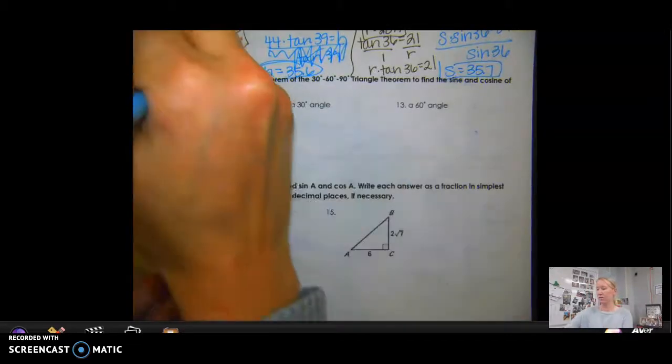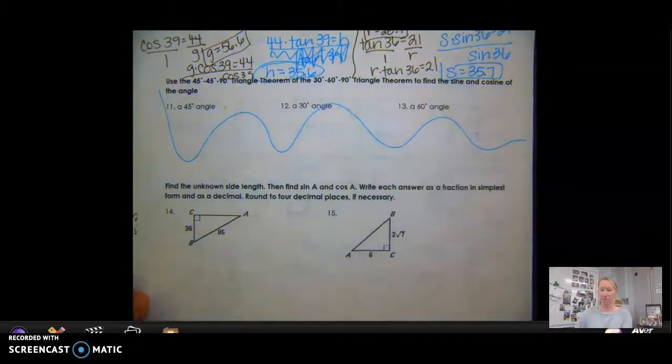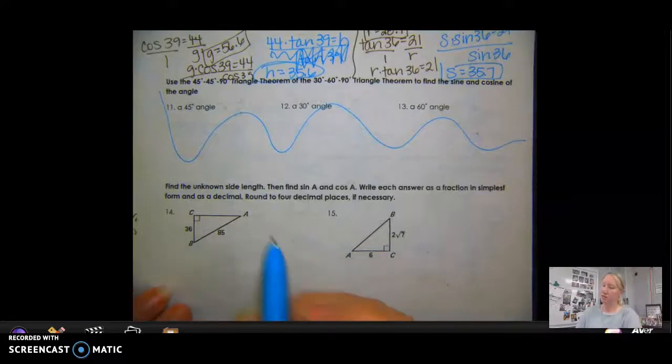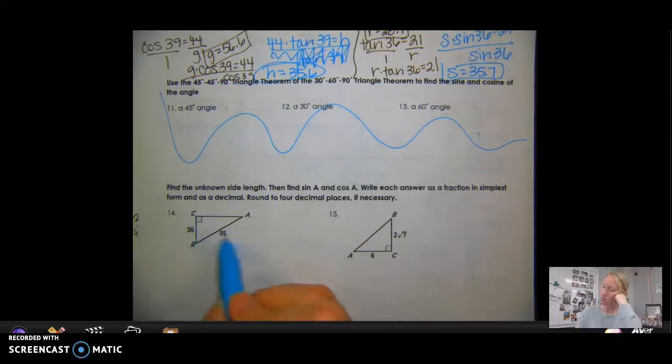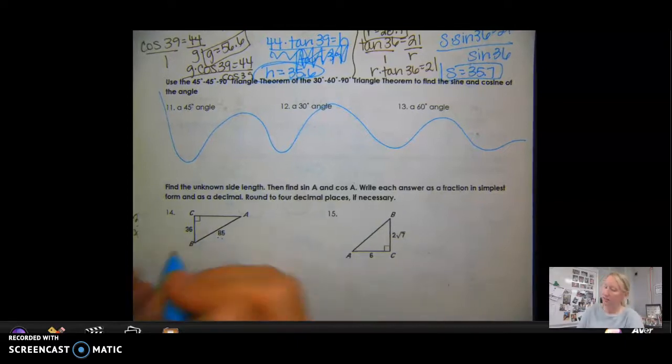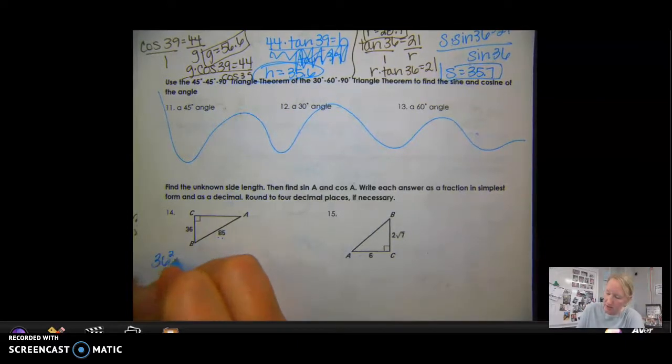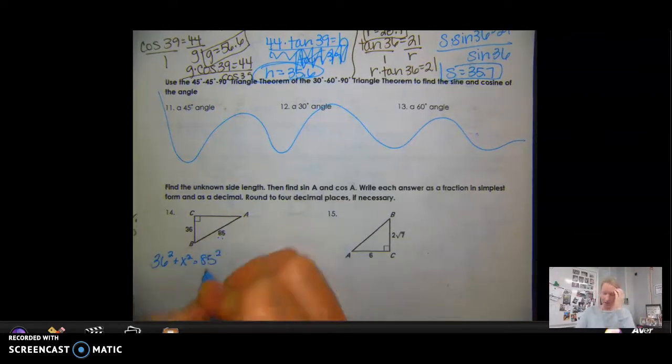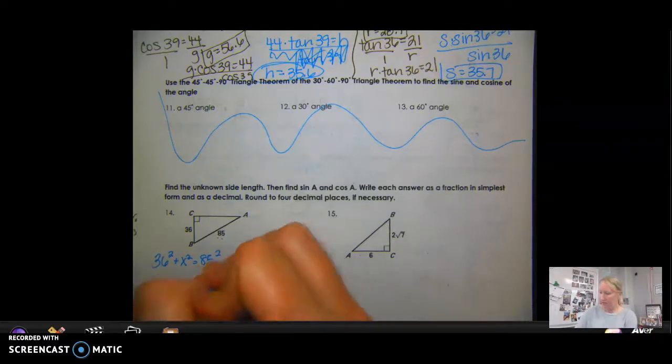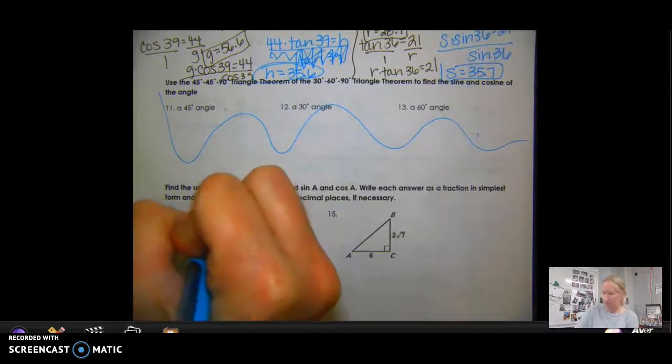Okay, on the next ones, we're not going to do those, so don't worry about doing that. Here, we're going to start this one. So find the unknown side length. I have no angle measures, but I have two sides, so I can use Pythagorean theorem. 36 squared plus x squared equals 85 squared. That's the same thing as doing 85 squared minus 36 squared, and taking the square root of that answer. So we get x equals 77.